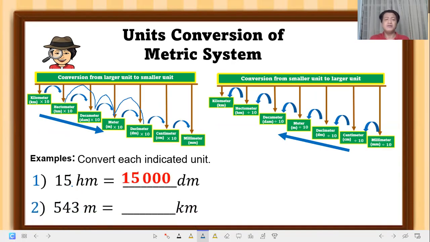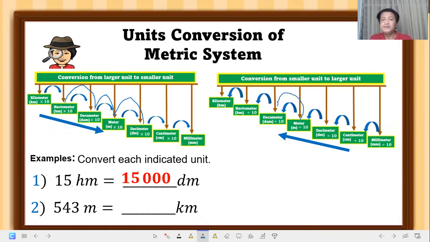Okay, dito naman tayo sa number 2. 543 meter is equal to how many kilometer? Kilometer. Ibig sabihin yan, from meter, okay, titignan natin na, going to kilometer. Ano ba to? Lalaki ba yung unit ko or liliit? Tignan natin. Meter. If this is meter, papunta ka sa kilometer. Ibig sabihin yan, smaller to larger tayo. Okay? And that is how you are going to get.